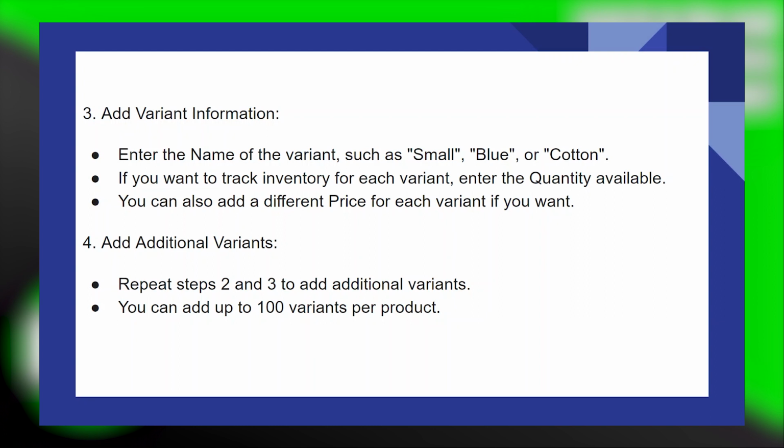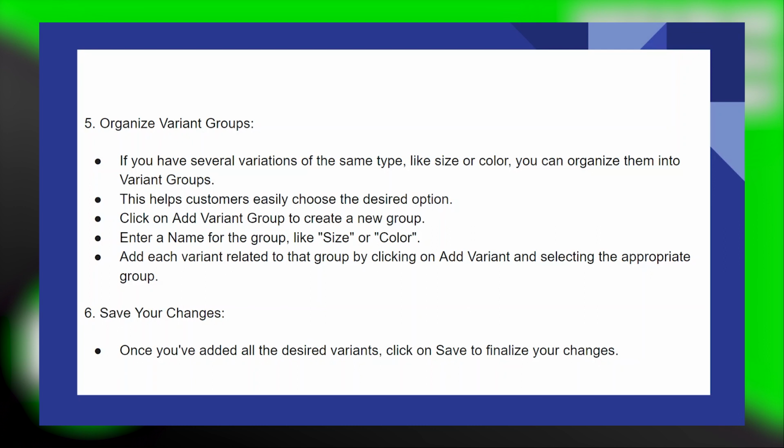Repeat the steps 2 and 3 to add additional variants. You can add up to 100 variants per product. If you have several variations of the same type, like size or color, you can organize them into variant groups. This helps customers easily choose the desired option.